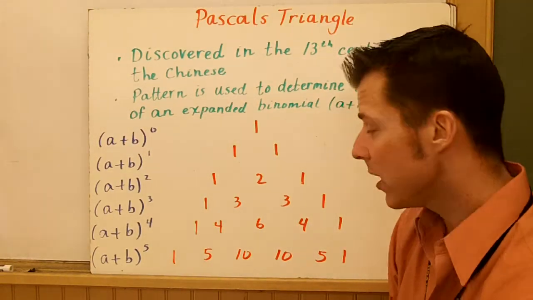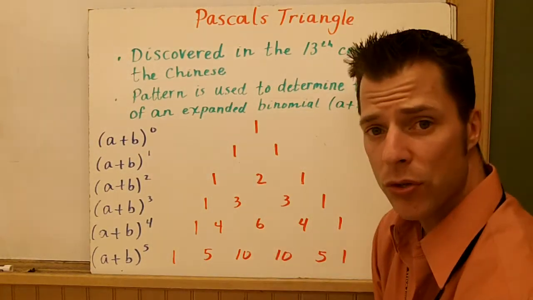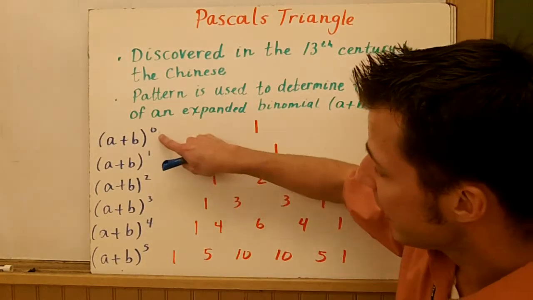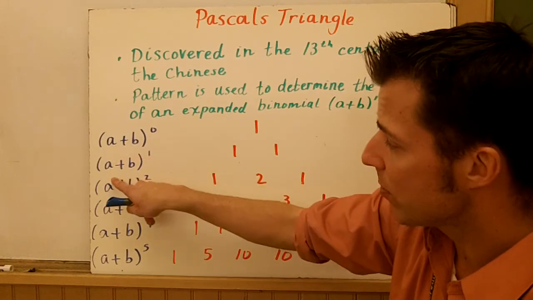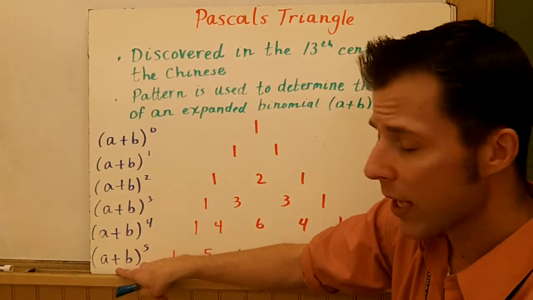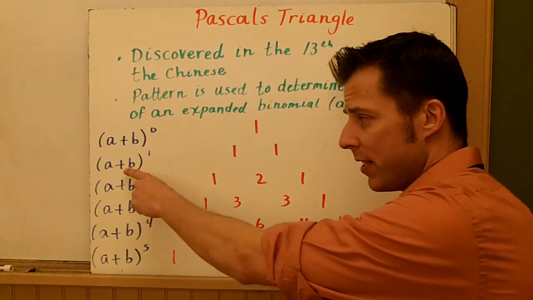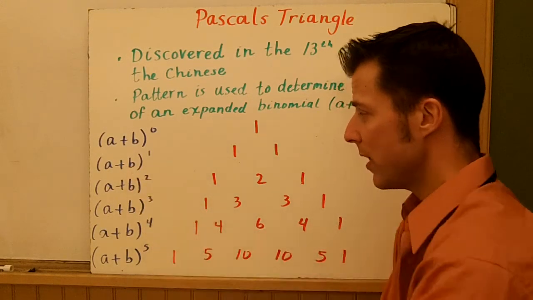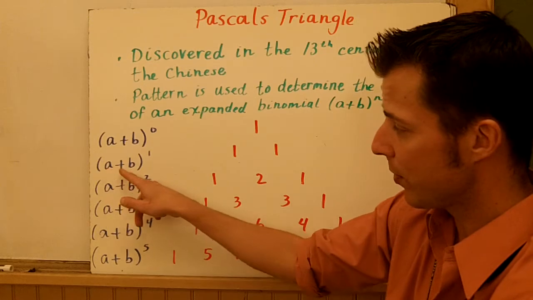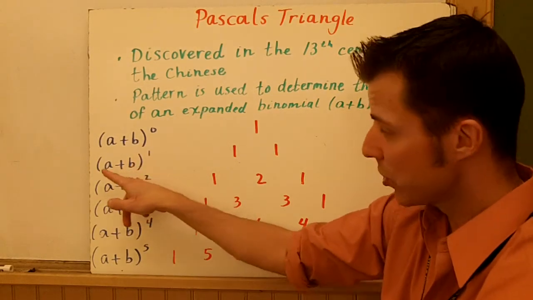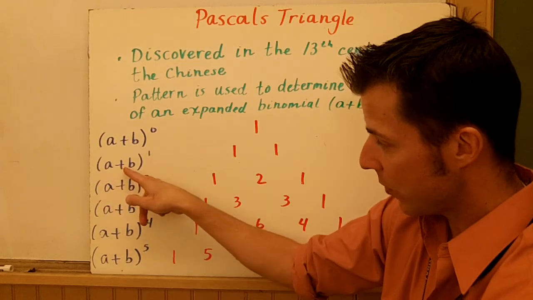Okay, so what I've done here is I've listed a few of the rows of Pascal's Triangle. Now you think it would start with row 1, but it doesn't. Each of these patterns, notice how this is always a binomial. Okay, and these are the coefficients that would represent when we multiply these out. So for example, if you had a plus b to the first power, that's just a plus b, which the coefficients would be 1 and 1.